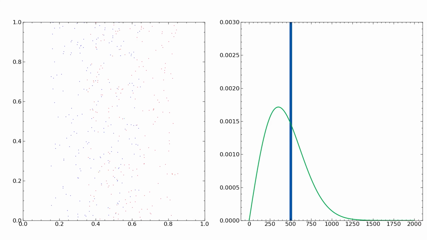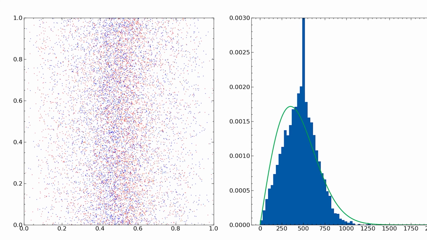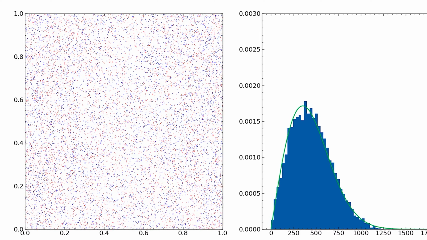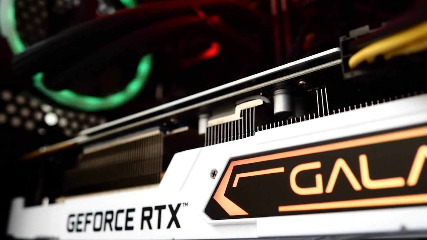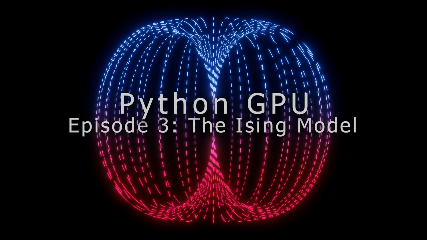With the right tools, you can take a simulation of 400 particles and turn it into a simulation of 10,000 particles, but at no extra time cost. The secret, of course, is proper utilization of computer hardware, and more specifically, the GPU, which most people have access to these days. Welcome to the third episode of the Python GPU series, the Ising model.